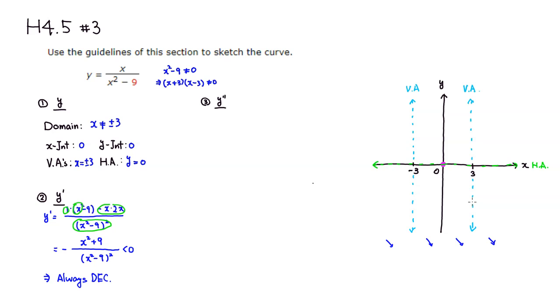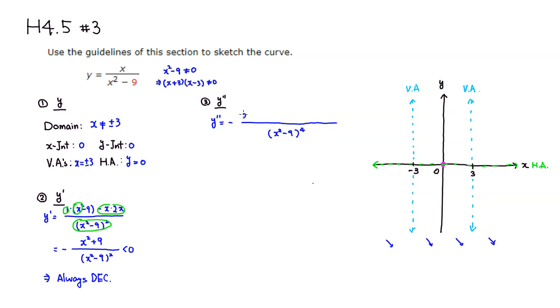That's enough from the first derivative. Now the second derivative. We're going to take the derivative again. So y double prime is equal to the negative sign, which I'm going to leave alone, and then another application of the quotient rule, squaring the denominator. So you have x squared minus 9 to the fourth power.